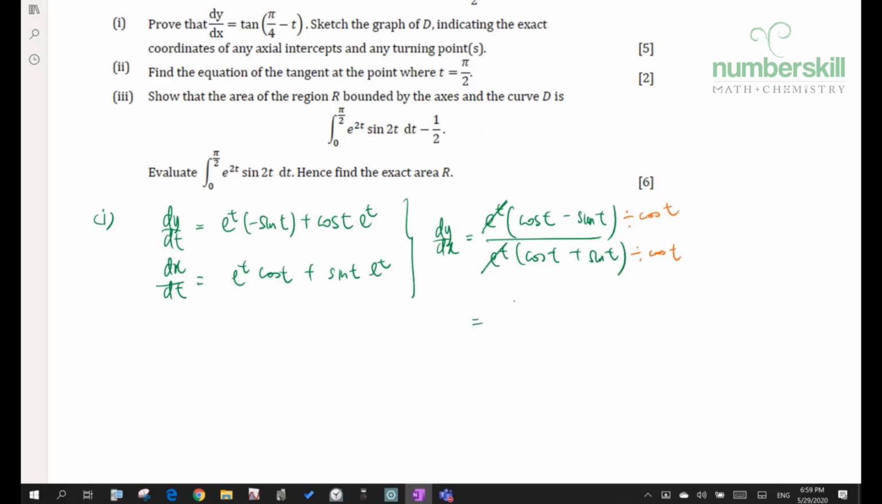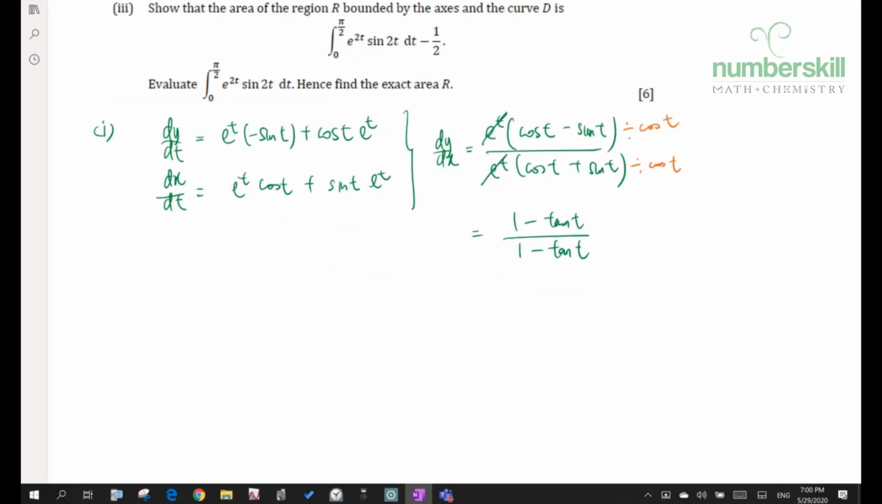Then you're going to end up with 1 minus tangent over 1 plus tangent. So you may ask, Mr. Ang, what's the big deal about 1 plus tangent, 1 over tangent, right? So this is actually tangent pi over 4 minus tangent t. And this is 1 minus tangent pi over 4 tangent t. So if you can recall your addition formula for tangent, this is tangent pi over 4 minus t.